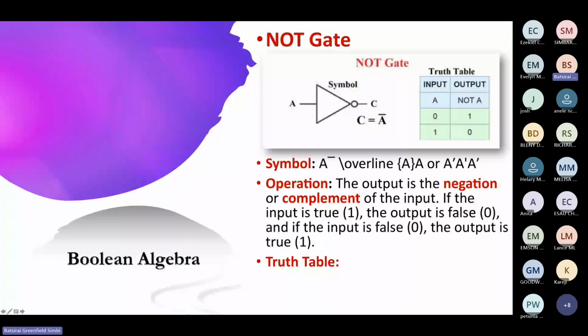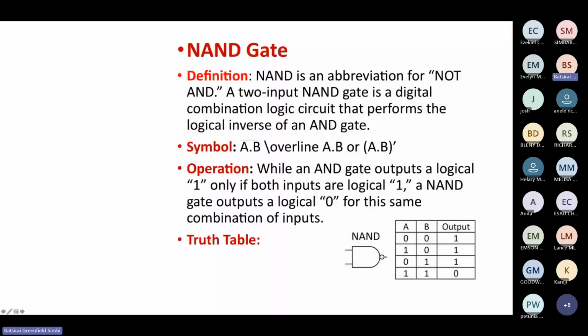Then we move on to the NAND gate. NAND is an abbreviation for NOT AND. A two-input NAND gate is a digital combinational logic circuit that performs the logical inverse of an AND gate. Let's say we have A here and B here. If it's a NAND gate, and we've got 1 here and 1 here, our result has to be 0. But if we've got a 0 here and a 0 here, our result has to be a 1. So it performs the opposite, the inverse, of an AND gate. When you get a 1 on an AND gate, on a NAND gate it will be a 0.